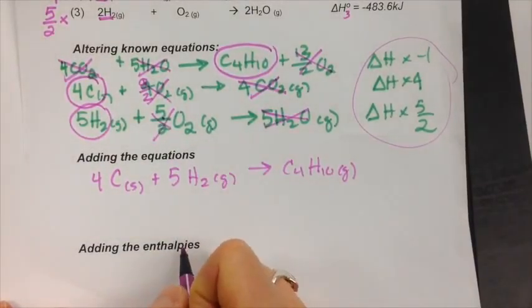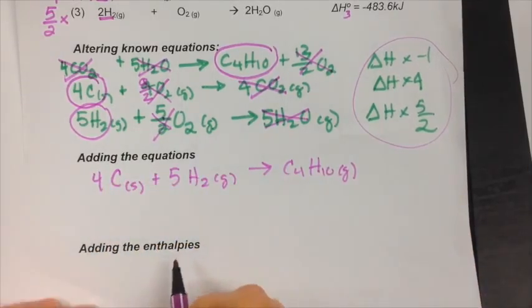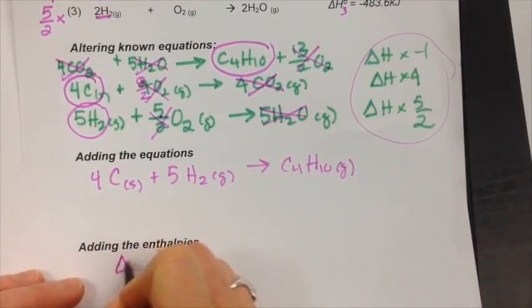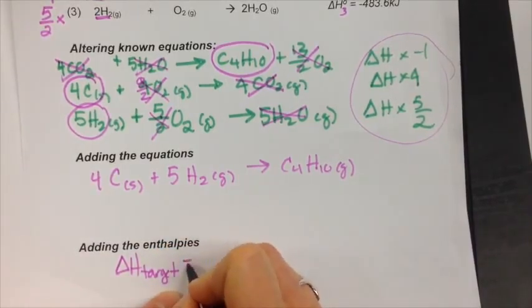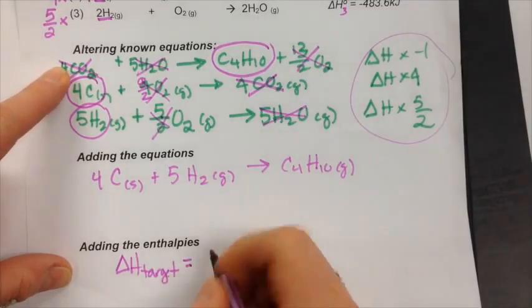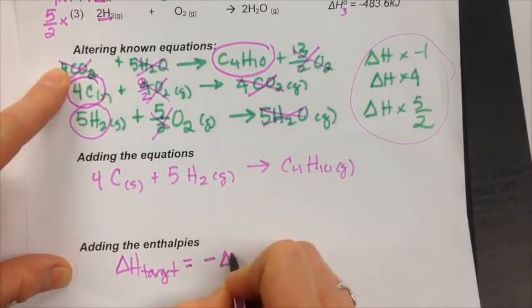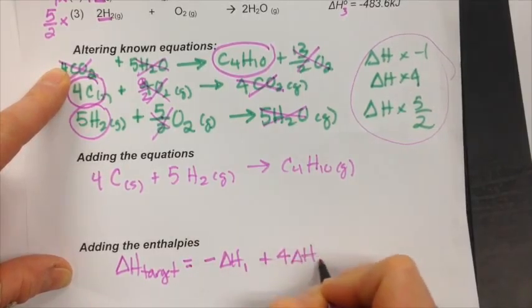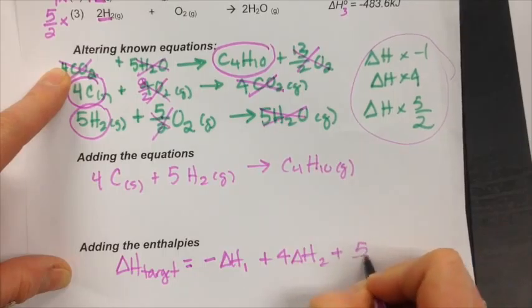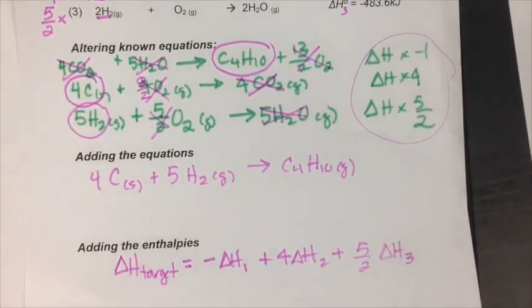Okay, where was I? So, once I have all this looked after, what I'm going to do is add my enthalpies. So my delta H of the target is number 1, which is, I'm going to write that, negative of my delta H1, then it's 4 times my delta H of 2, and then it's 5 over 2 times my delta H for number 3.